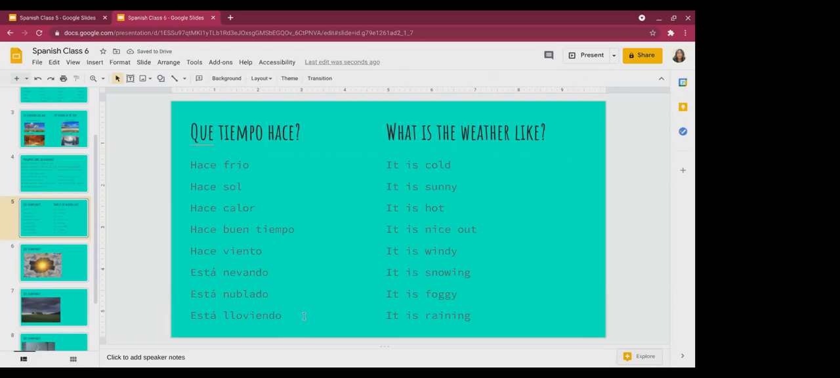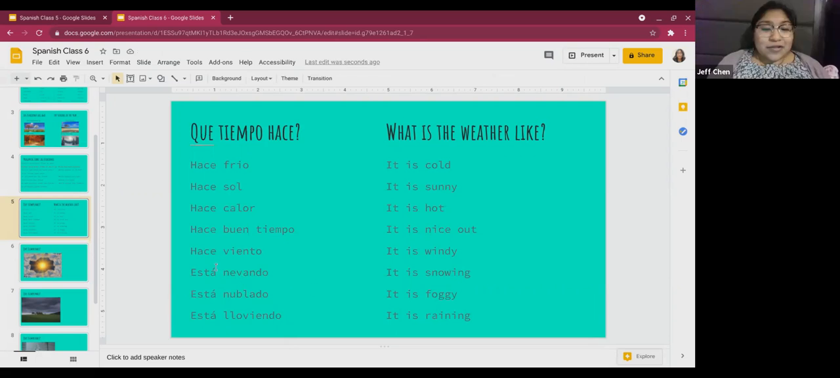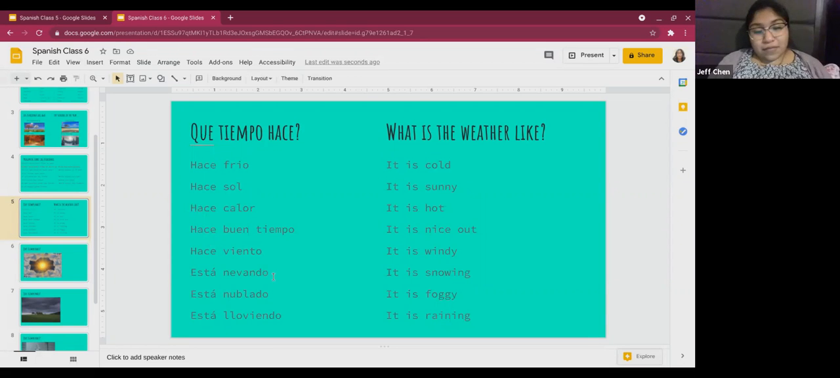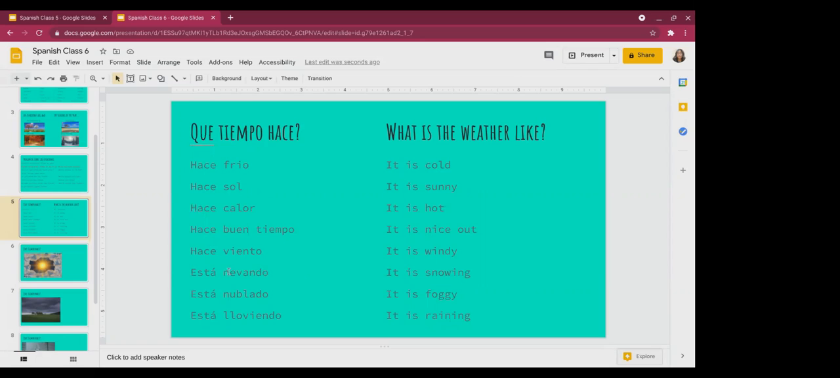What is está? It means it is. So you wouldn't be able to say hace nevando because of the -ing, because snowing is happening now. So you say está. Okay. Está nublado. Está lloviendo. Right? For raining. Está nevando.